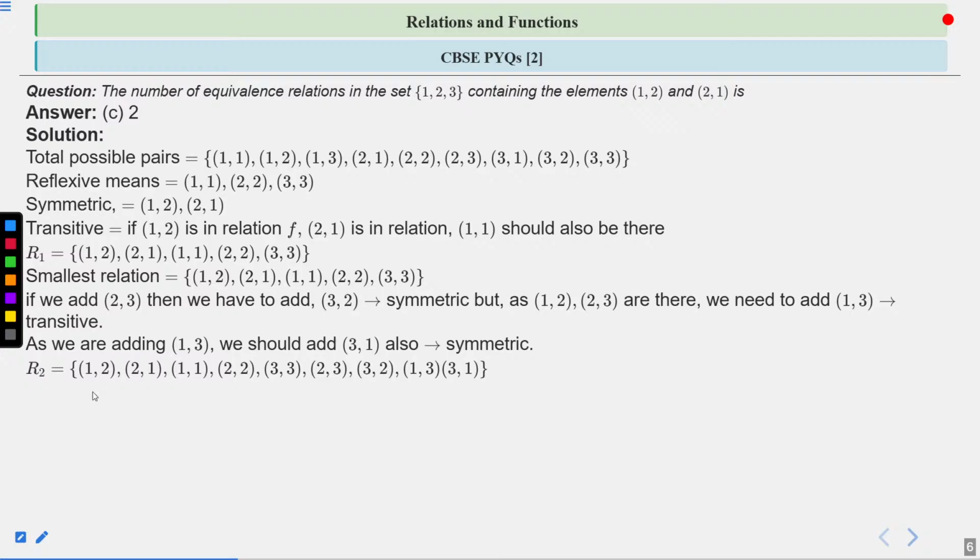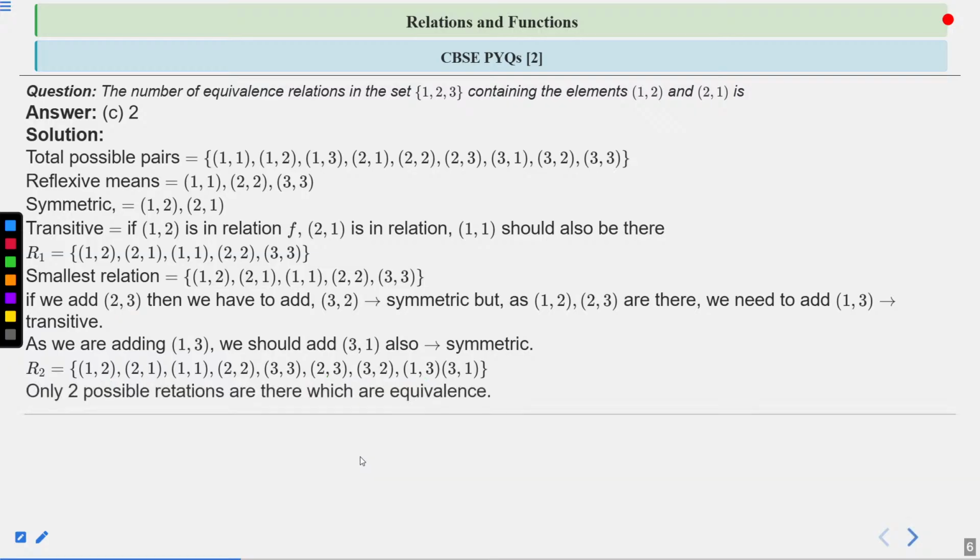So R2 can be defined as {(1,2), (2,1), (1,1), (2,2), (3,3)} plus the added pairs. We have added (2,3), so (3,2) must be added. Now, (1,2) was there, (2,3) is there, so (1,3) must be there. So we have added (1,3) also. Now if we have added (1,3), then (3,1) must be added, right? So we have added (3,1) also. Clear? So now it can be said that R2 is transitive, right?